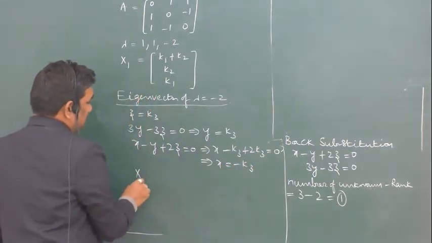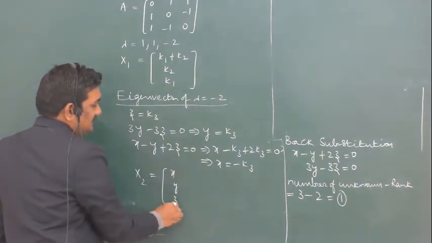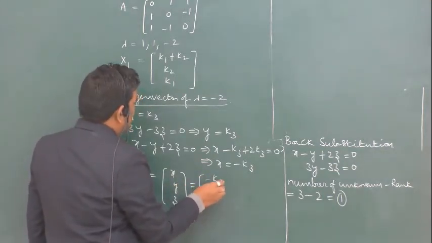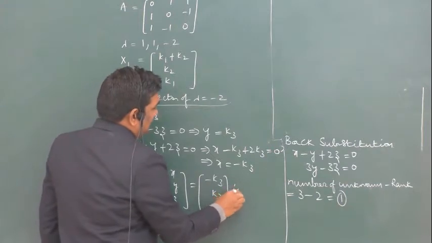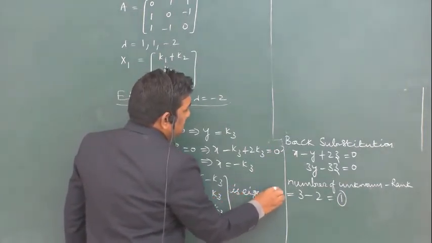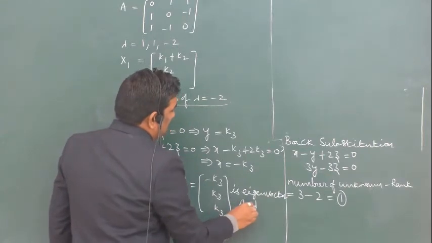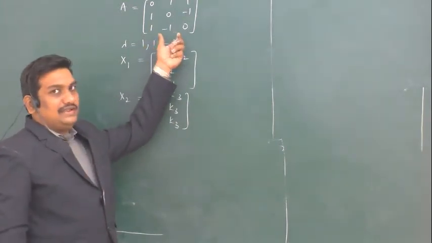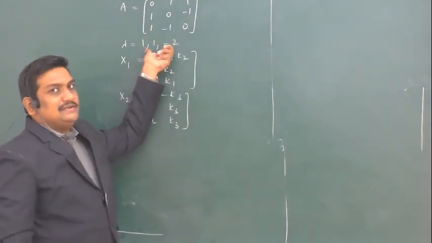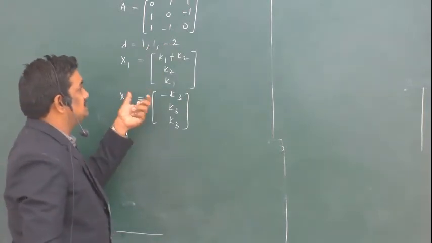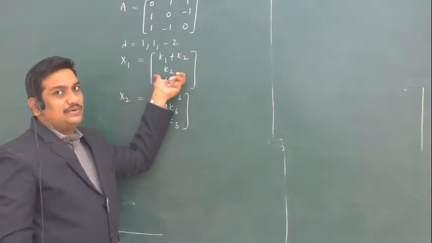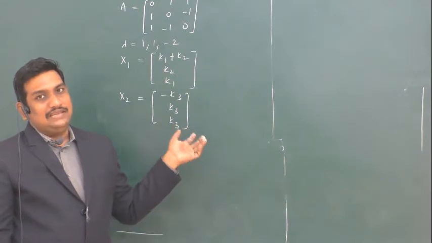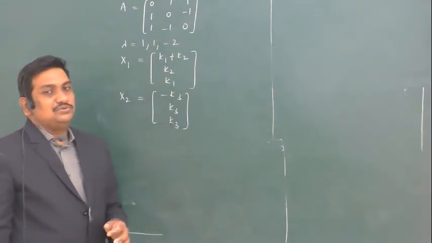Now the vector xyz equals x is minus k3, y is k3 and z is k3, which is the eigenvector corresponding to lambda equals minus 2. So we have taken the matrix of the quadratic form A. We have evaluated the eigenvalues. They are 1, 1, 2, and this is the eigenvector corresponding to 1 and this is the eigenvector corresponding to minus 2. Now let us take some values so that x1, x2 will be more clear.